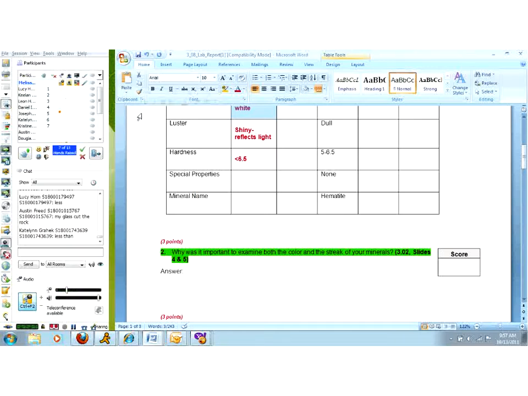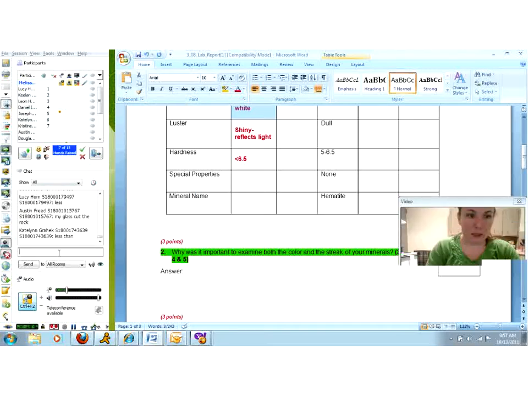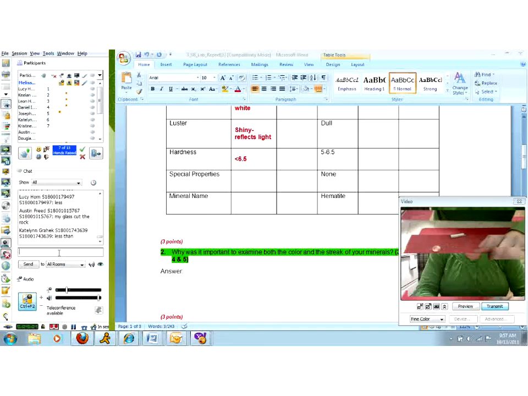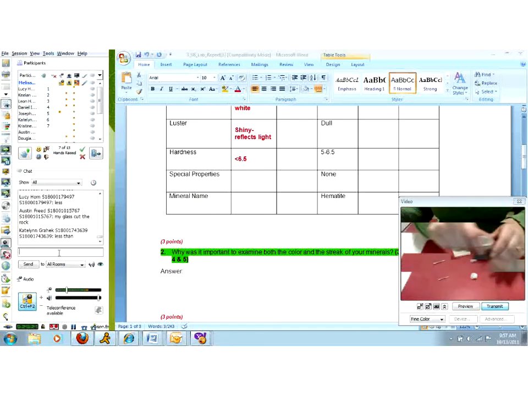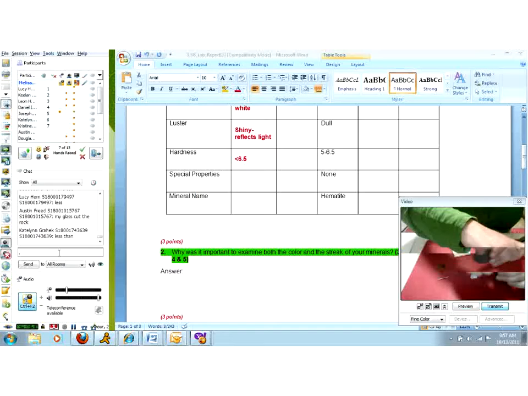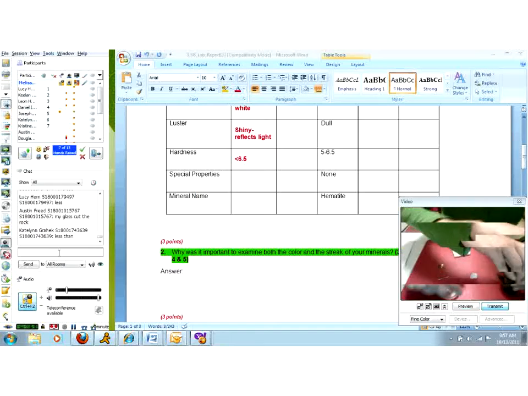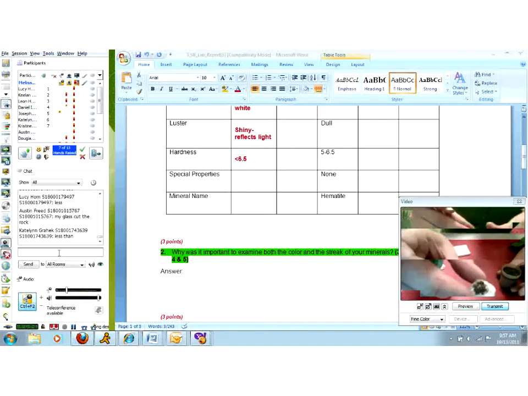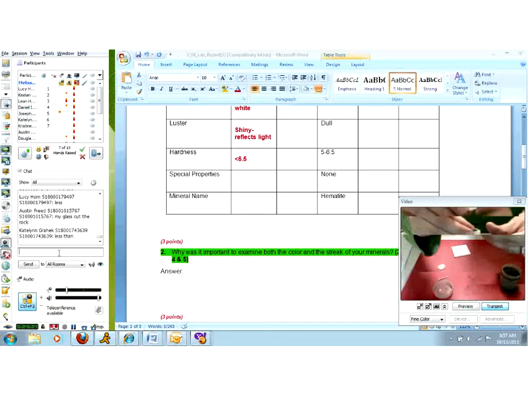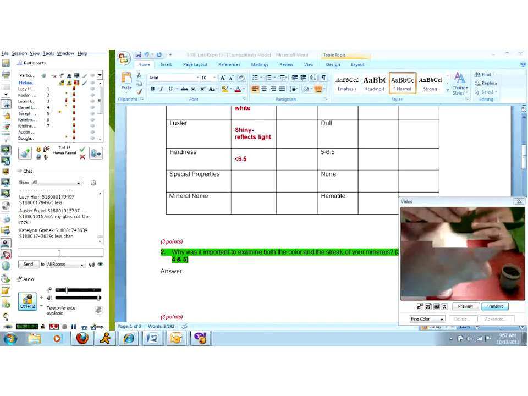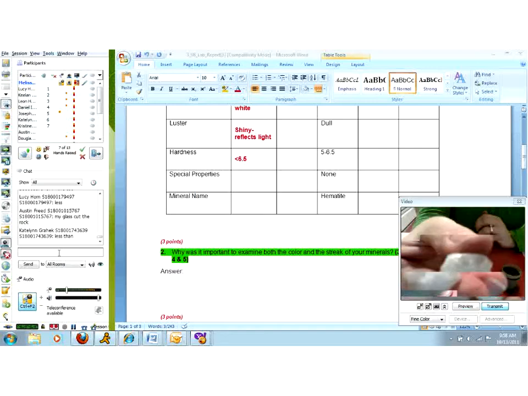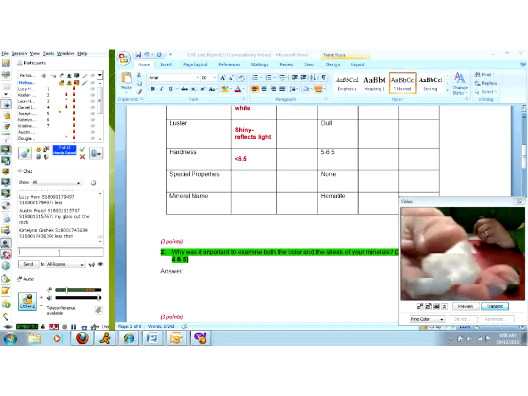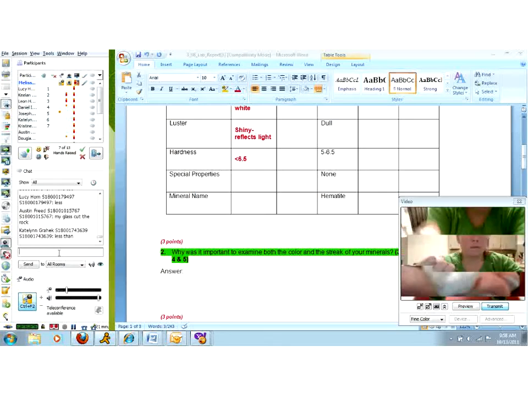Okay, so for special properties, you can smell it. For special properties, you can take your vinegar. So let's start. Let me pull my webcam up so I can see what you guys are seeing. For special properties, you can take your iron filings. Now, if I take my iron filings and I sprinkle them on my sample, and then I turn my sample upside down, if my sample was magnetic, what would happen to my iron filings? Would they fall or would they stay?